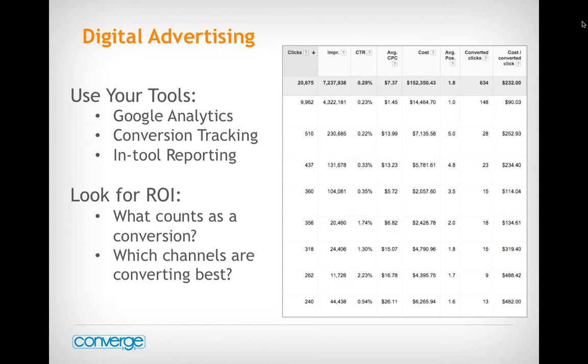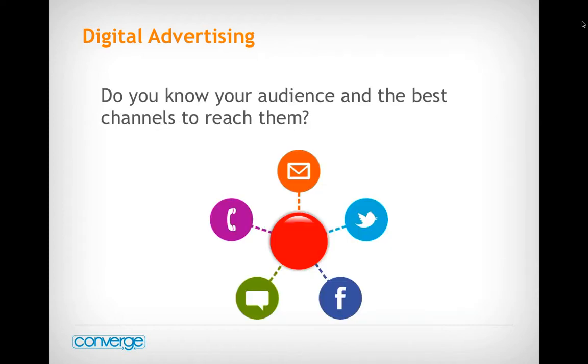You can see that there's converted clicks in the second column from the right. AdWords is smart enough to actually change some of the bidding on the fly. So being able to use this conversion tracking is a fantastic way to make sure you're getting the most out of your digital advertising. And then, of course, there's in-tool reporting for just about any tool out there that you're going to use for advertising.